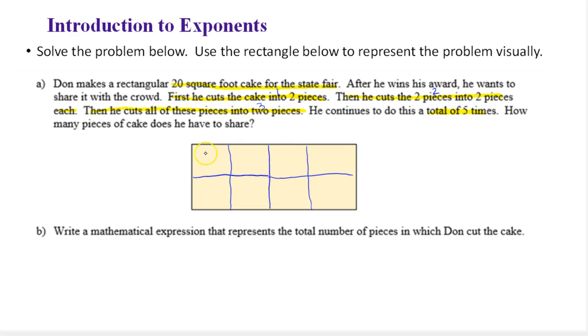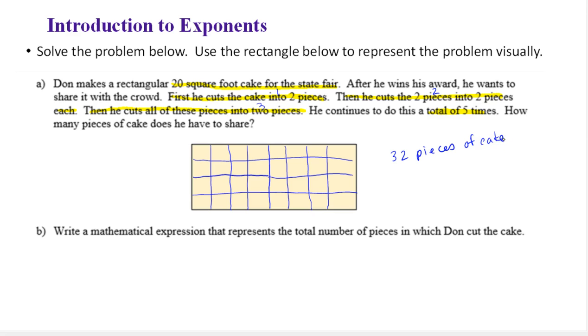So here, to cut these in two pieces, I'm going to go like this. Okay, so now it looks like we have 16 pieces, and now let's cut all of these pieces into two pieces. Okay, so this is our total number of pieces. I can count there's 4 in this direction and 8 in this direction. So it's going to be 32 total pieces, or 32 pieces of cake to share.